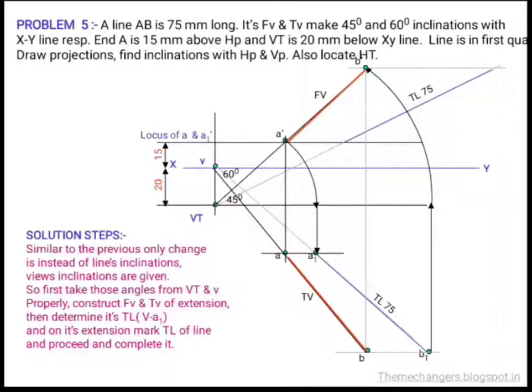So the inclinations theta and phi can be obtained like this. Also, the line B dash A dash intersects the XY line at this point, which will be H dash, and H dash and H will be on the same vertical projector, and HT will be on this ABV line. So this point will be HT. Now the solution is over.